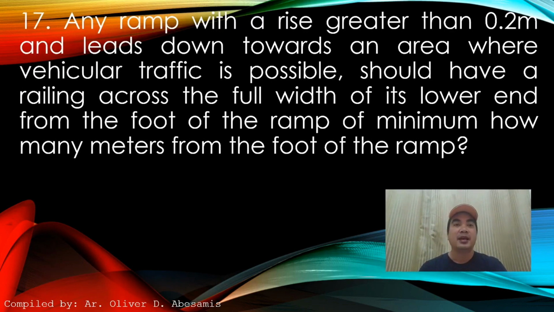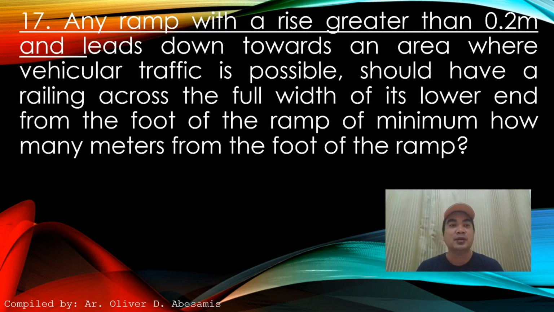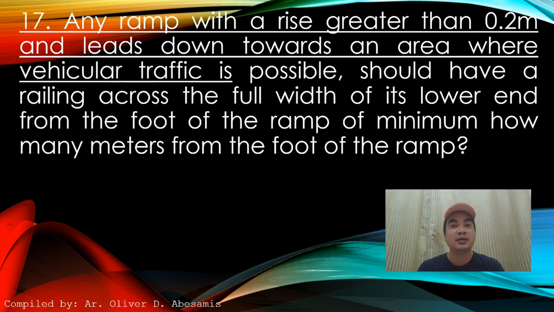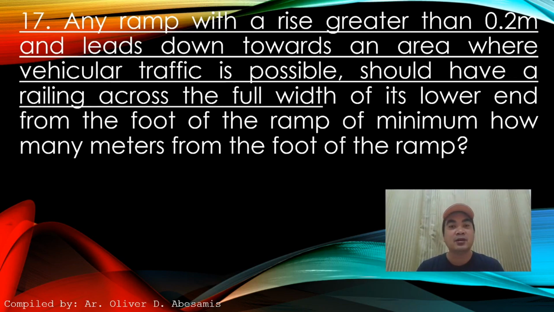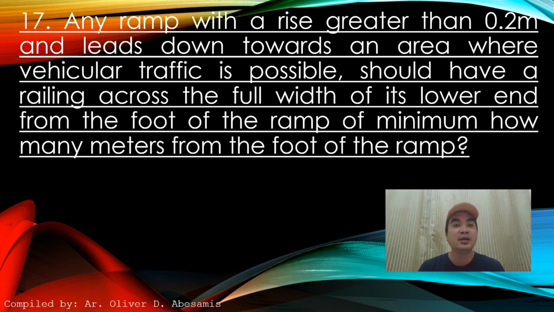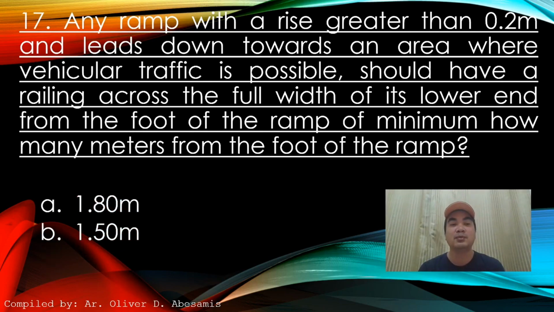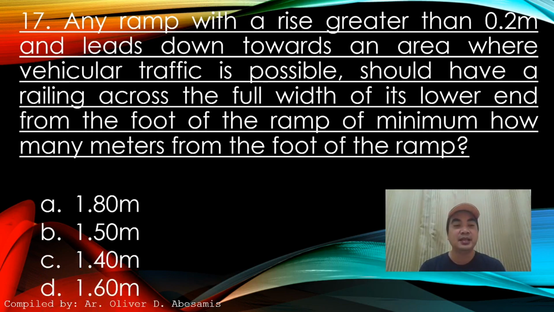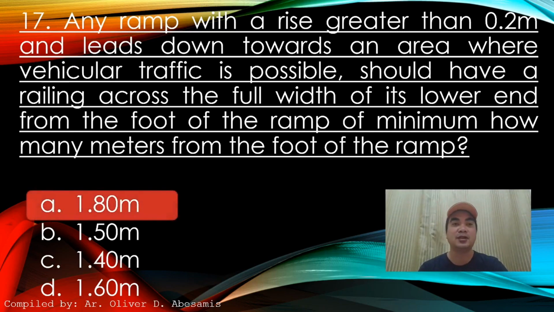Number 17. Any ramp with a rise greater than 0.2 meter and leads down towards an area where vehicular traffic is possible should have a railing across the full width of its lower end, at a minimum how many meters from the foot of the ramp? A. 1.8 meter, B. 1.5 meter, C. 1.4 meter, D. 1.6 meter. Answer? A. 1.8 meter.